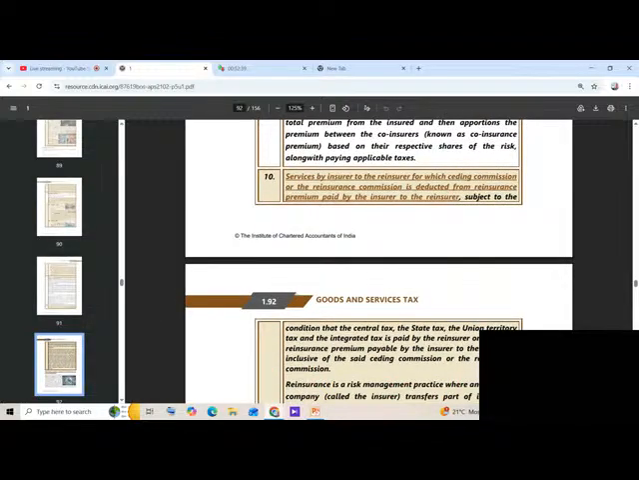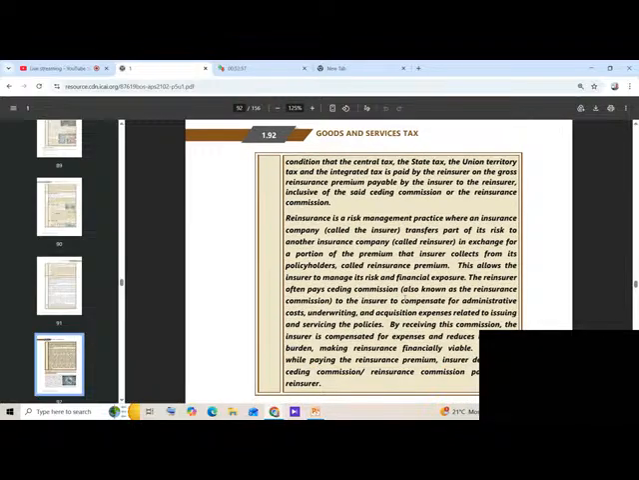Services by insurer to the reinsurer for which ceding commission or the reinsurance commission is deducted from reinsurance premium paid by the insurer to the reinsurer, subject to the condition that the tax was paid by the reinsurer on the gross premium payable by the insurer, inclusive of the said ceding commission or the reinsurance commission.